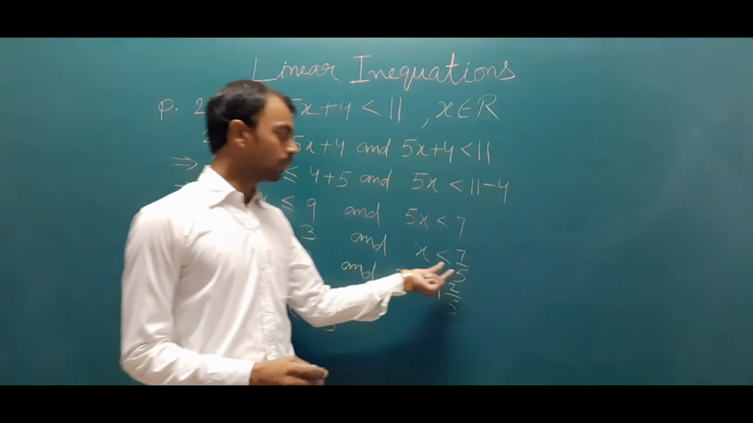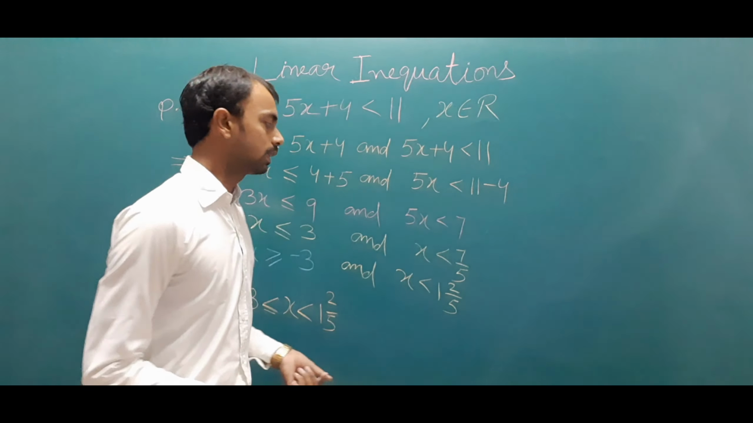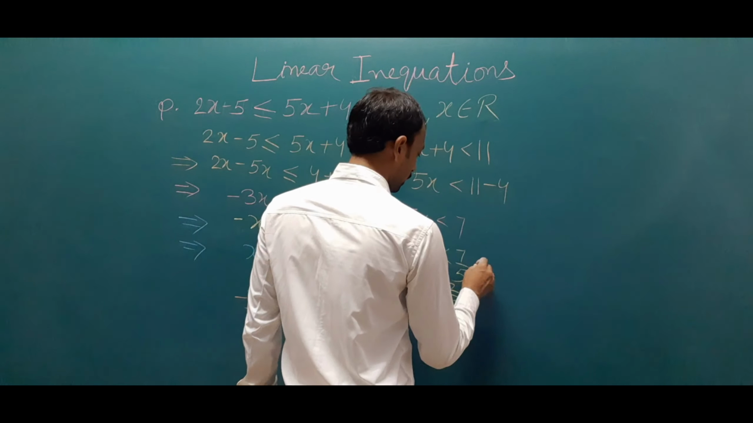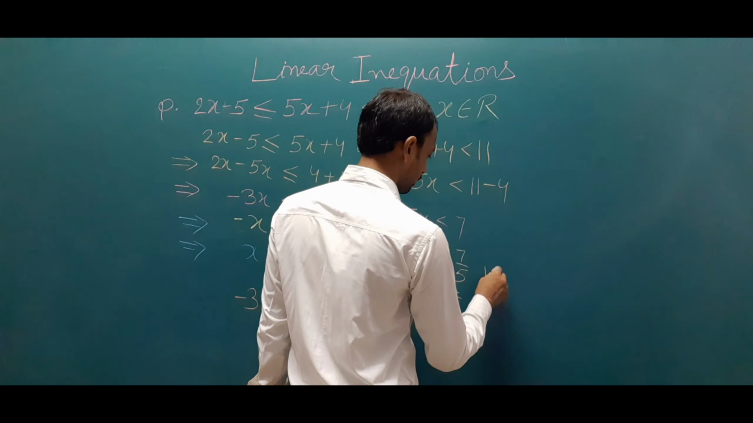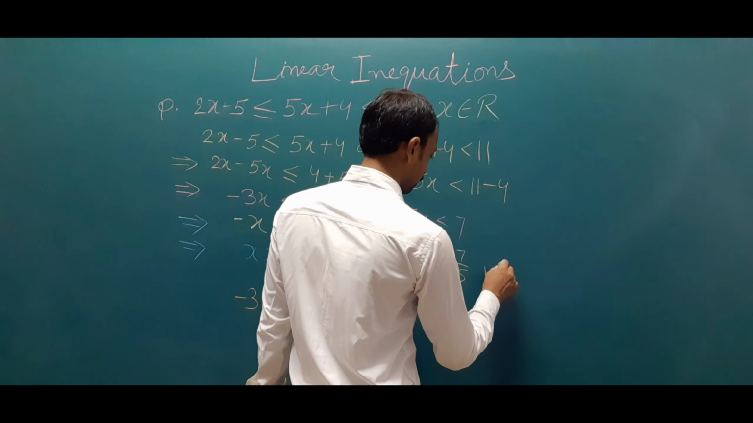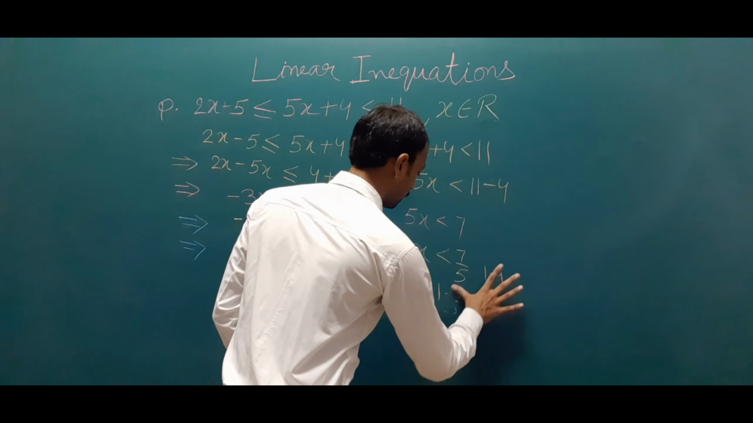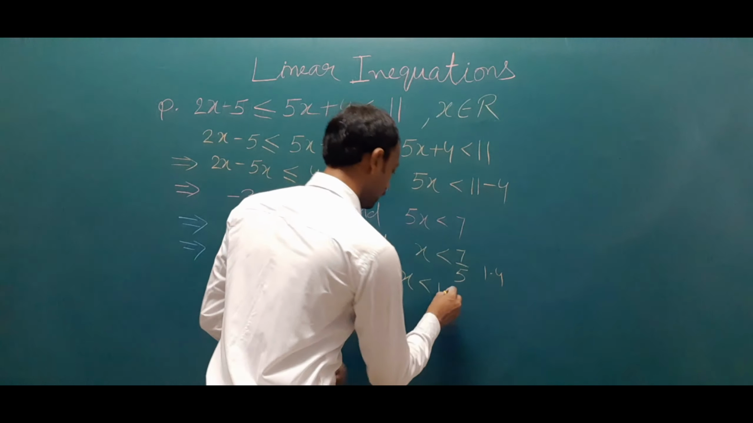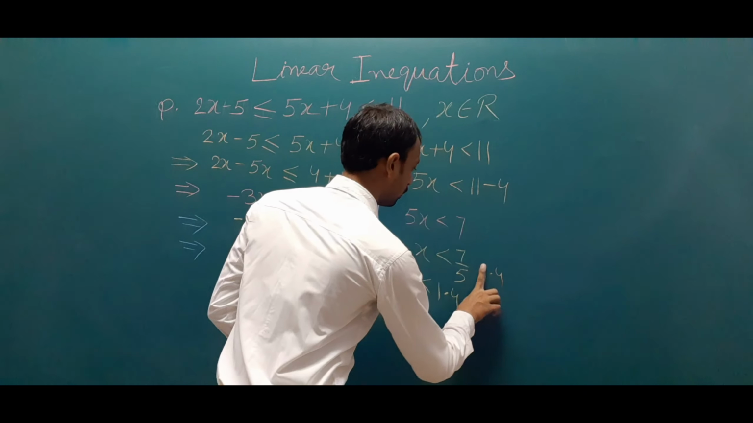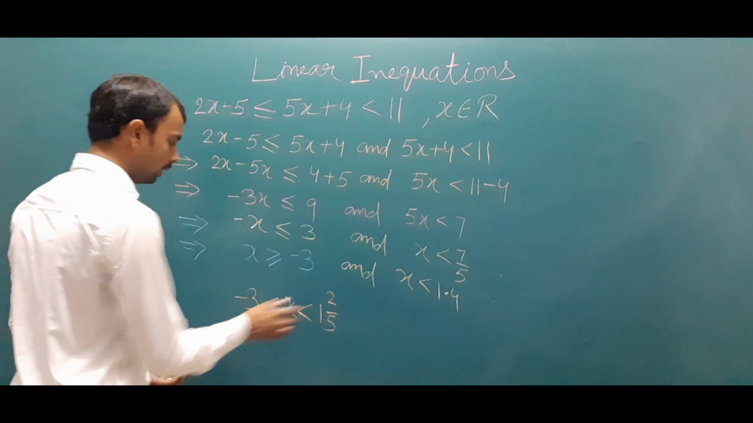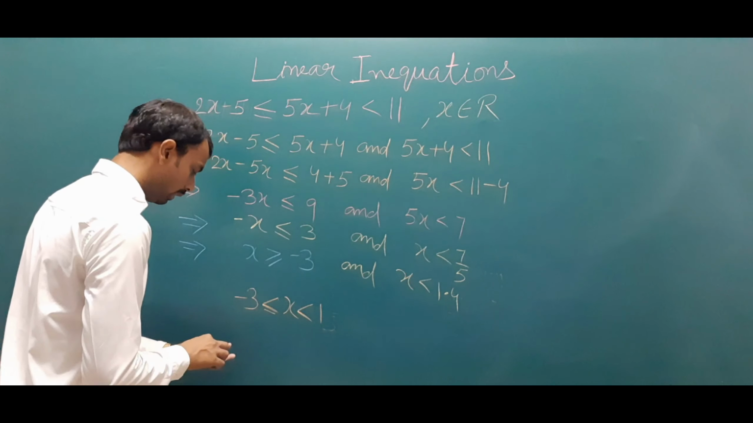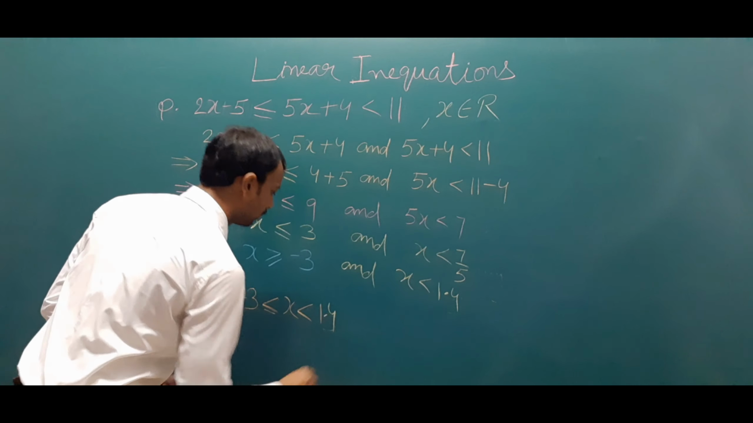If you get confused, you can convert it into decimal form. 5 ones are 5 and 5 fours are 20. So 1.4, you can write it as 1.4, no problem. So your value will be between -3 and 1.4.